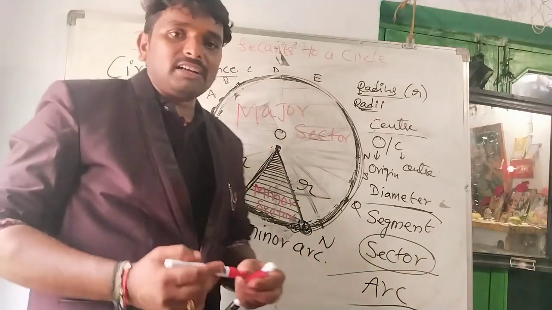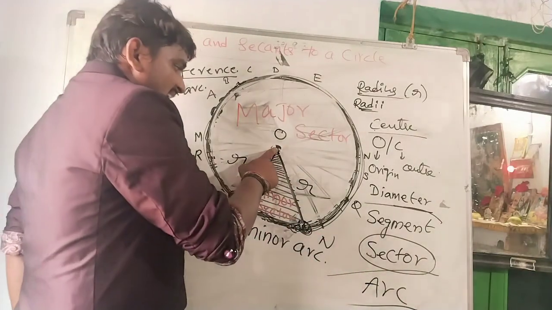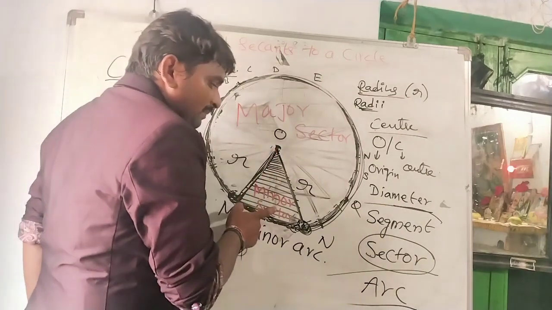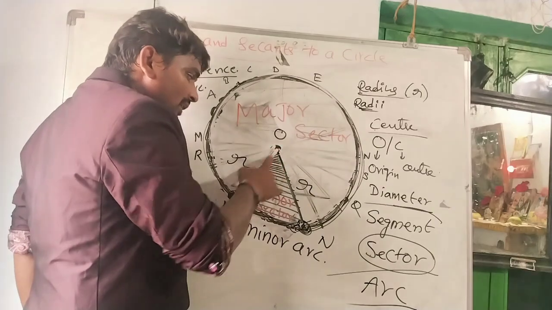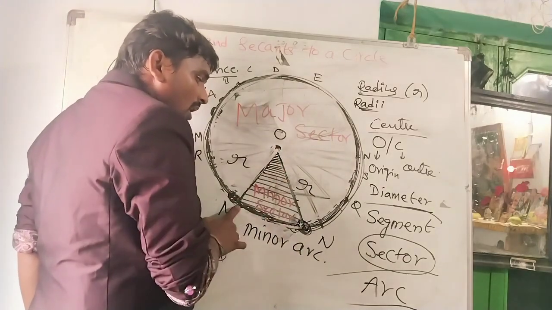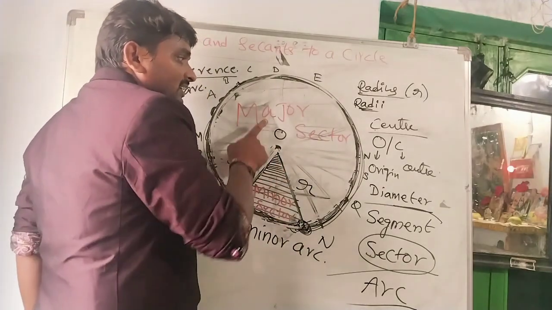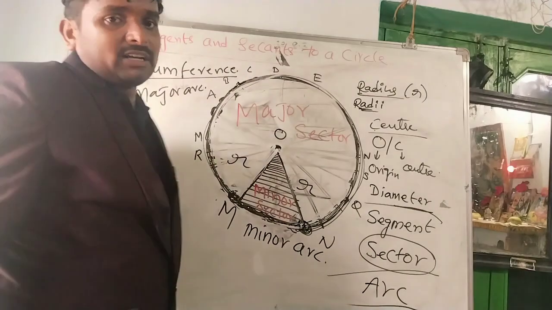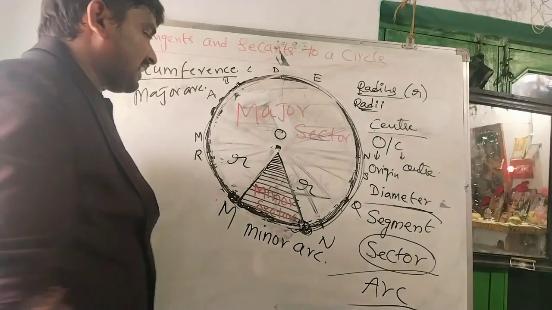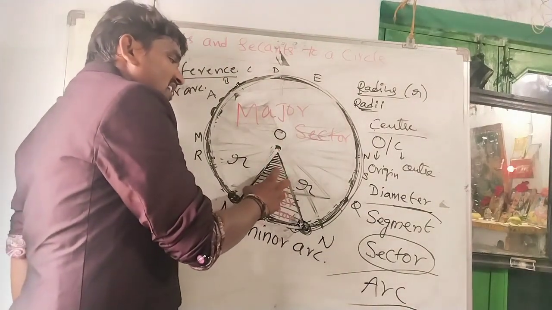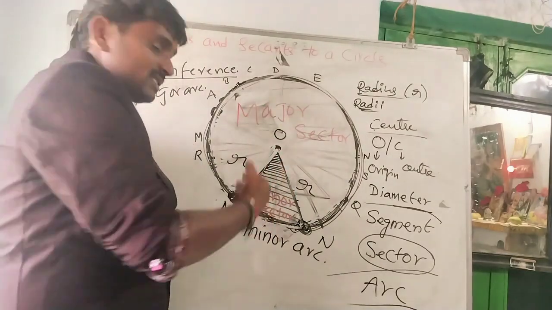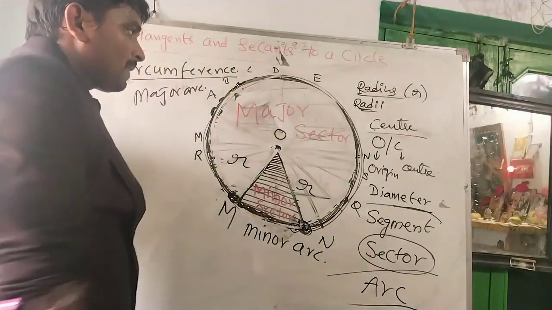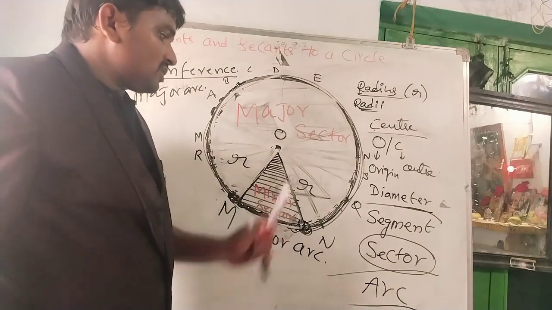What is the definition of sector? Very simple. The area, or the portion, or the gap, or the region between two radii and one arc is called sector. Again, we have two types of sectors: minor sector and major sector. Minor sector area is smaller than major sector area, and major sector area is greater than minor sector area. So that is the definition of sector.